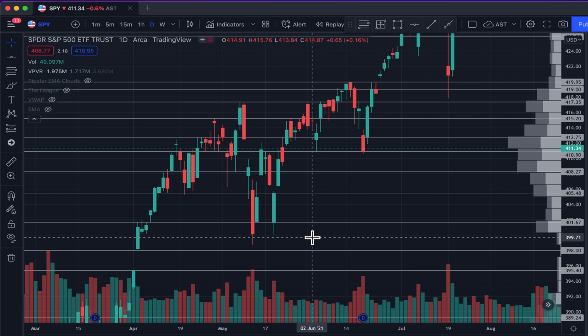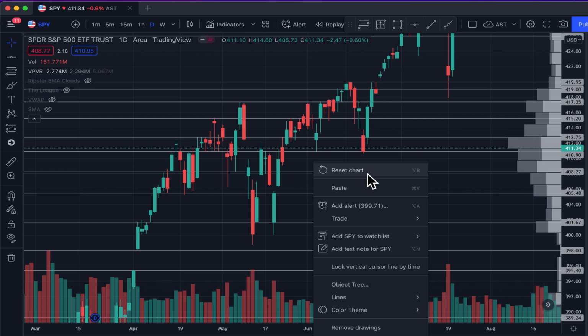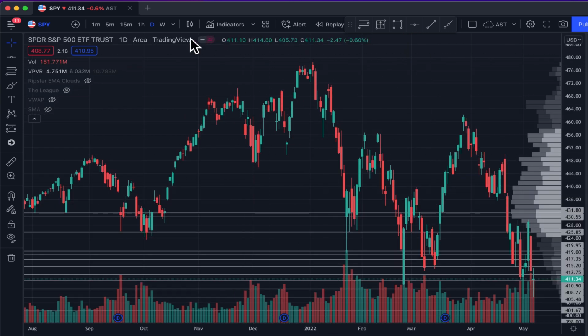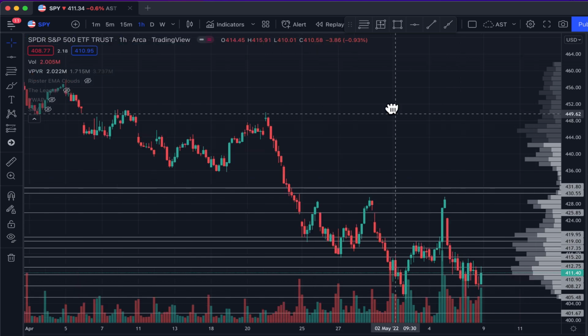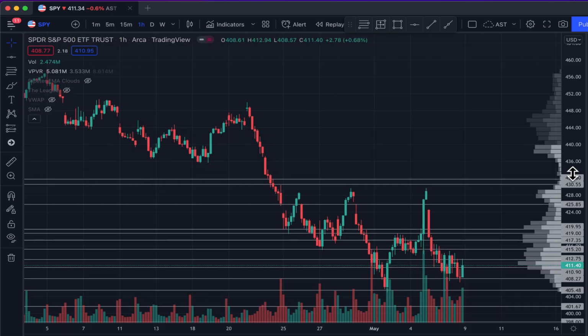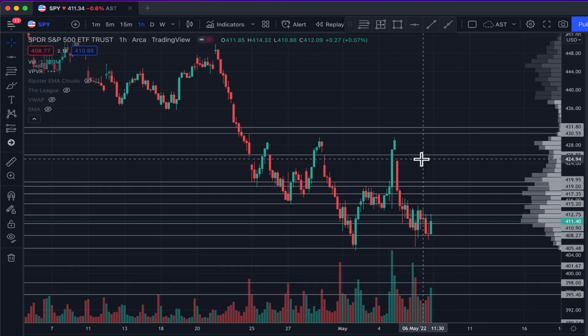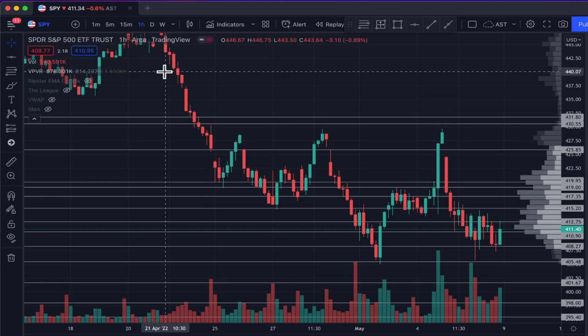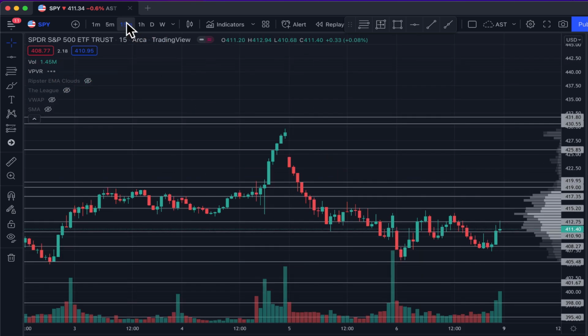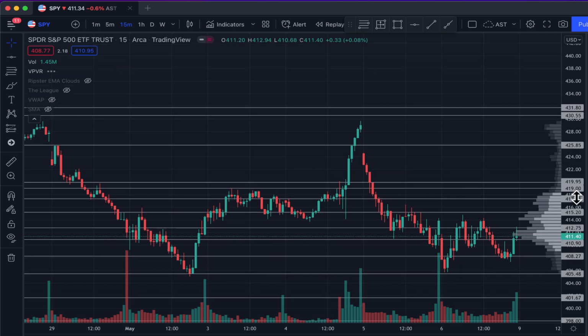So now that we've got some pretty solid daily levels set here, I want to go into the hourly and take a look at more recent levels that we're seeing. So it's going to be a little bit tougher to analyze what we're getting here. I'll zoom in. Now, I don't love the hourly chart sometimes. So let me get to the 15-minute.